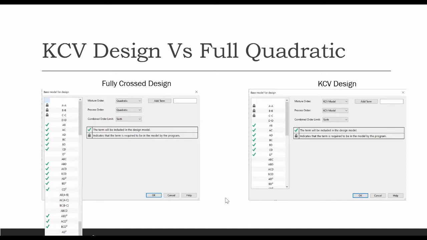But a KCV design, kind of in a non-statistician nutshell, is a compromised design where certain mixture model terms are crossed and some are what's called additive.